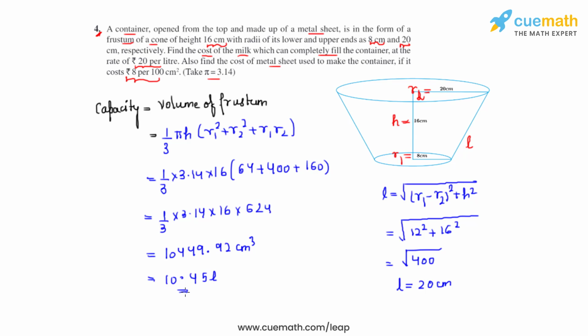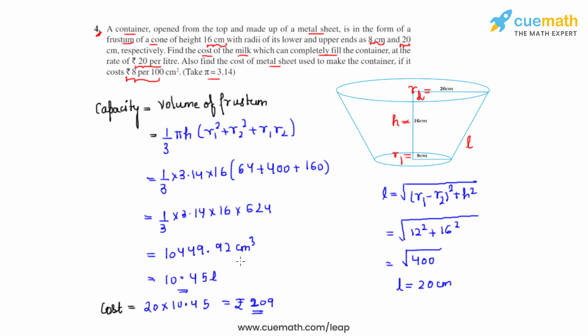Now that we have found out the volume or the capacity of the container, we must find what is the cost of 10.45 liters of milk. As we know that the cost of 1 liter of milk is 20 rupees, the cost of 10.45 liters of milk will be 20 times 10.45, which equals rupees 209. So this is the cost of the milk which can be contained in the container.